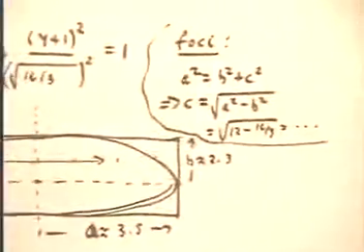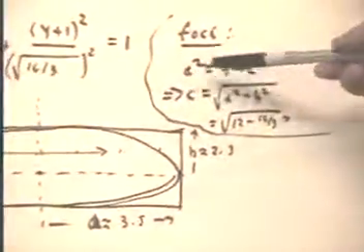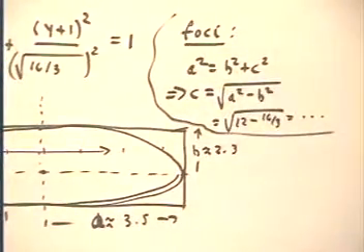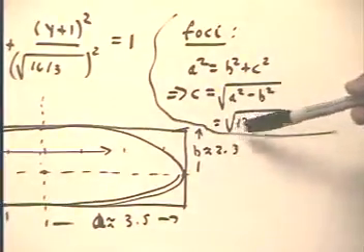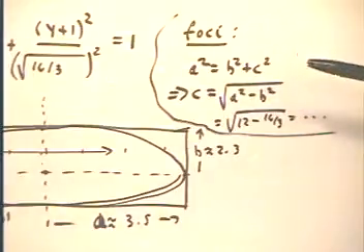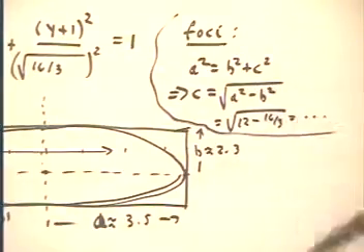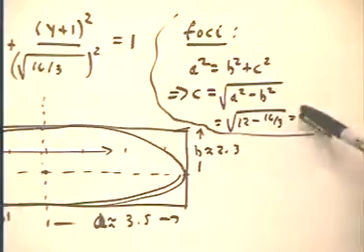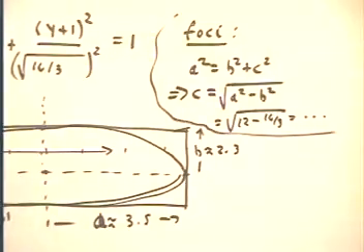The foci of the ellipse, well, a squared equals b squared plus c squared means c is the square root of a squared minus b squared, which will be the square root of 12 minus 16/3. And that comes out as it does. 12 minus 16/3, I guess, is about 6 2/3. Square root of 6 2/3, so it'd be about 2.6 or something like that.